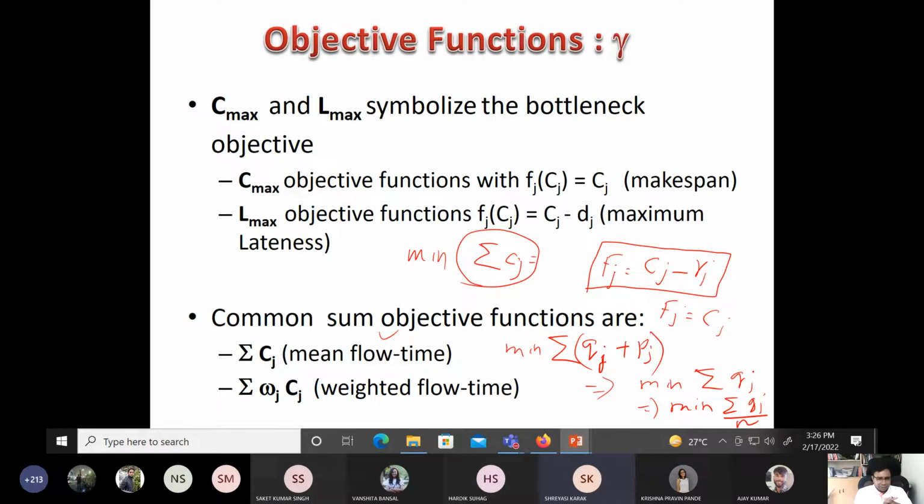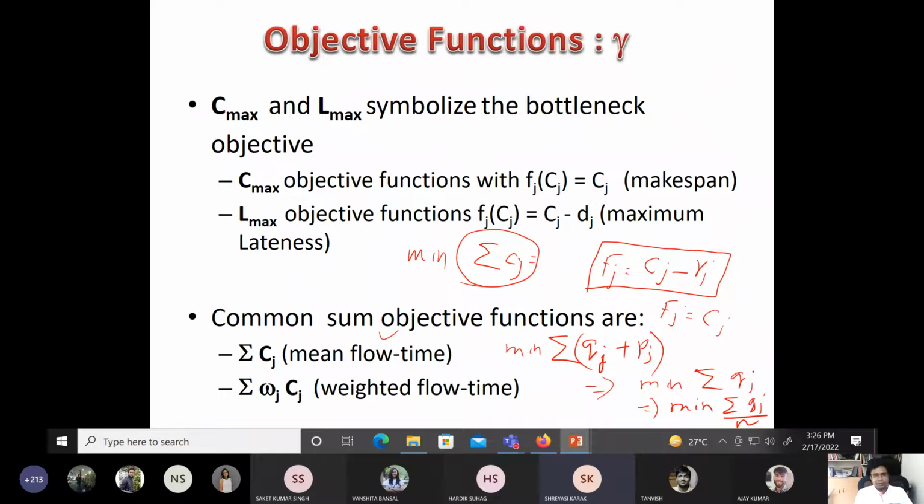Last class also we discussed this thing. Even if processes have different release times, still minimizing the flow time is the same as minimizing the average completion time.